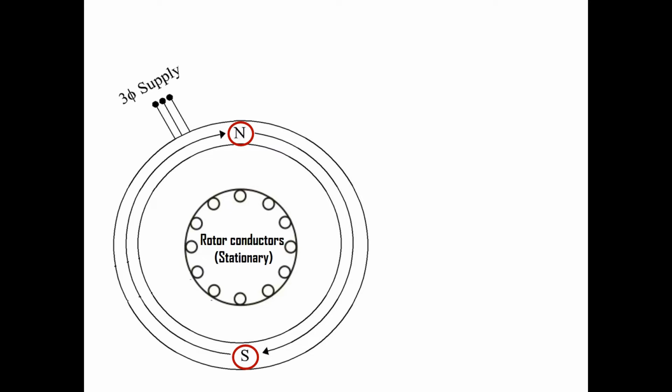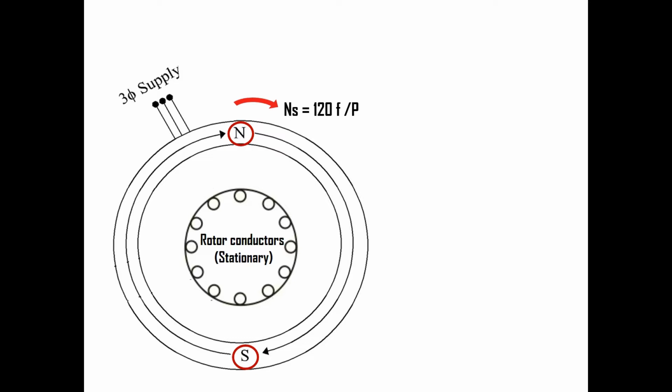The speed of the RMF is called synchronous speed and it is represented as Ns, which is equal to 120 F divided by P, where F is the frequency of the three-phase supply and P is the number of magnetic poles in the motor. You can change the speed of RMF by changing either of the two parameters.